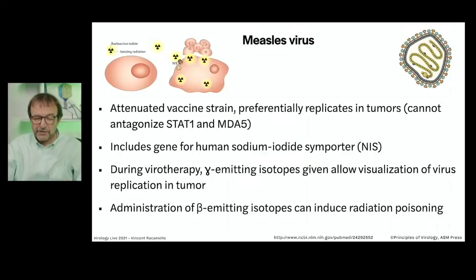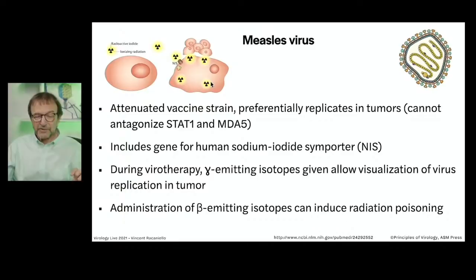Another virus that's used is measles virus. It turns out that the attenuated vaccine strain preferentially replicates in tumors because during its attenuation it developed an inability to antagonize STAT1 and MDA5, which are part of the interferon system. They've introduced into this virus the gene encoding the human sodium iodide symporter. So that is a transport molecule. Here it is, NIS here, that will swap ions.